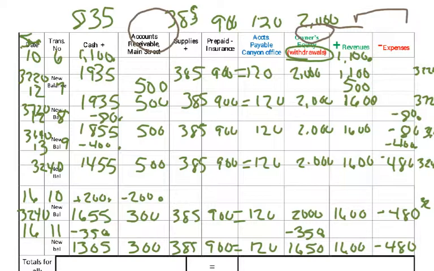Oh, you got it. You guys are good. Yep, we balance. See if we balance. 1305 plus 300 plus 385 plus 900. Our total assets are 2890. All right. Now, let's look at our liabilities plus owner's equity. 120 plus 1650 plus 1600 minus 480. $2890. You guys did it. You balanced. This is how you do the accounting equation. Congratulations. Please see me with any questions.